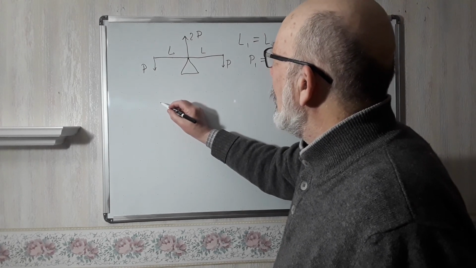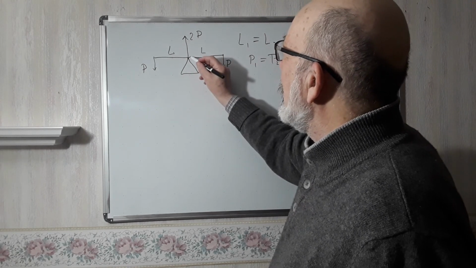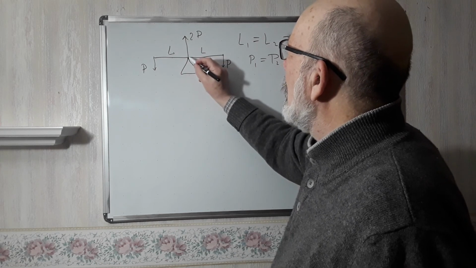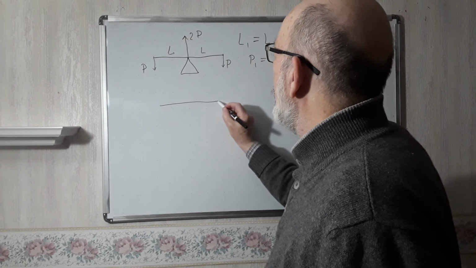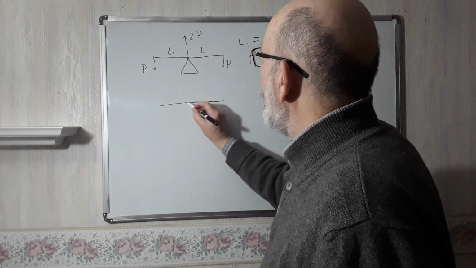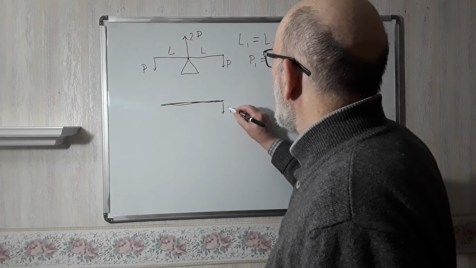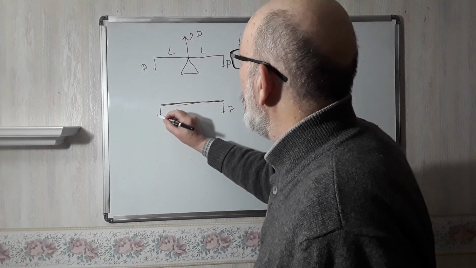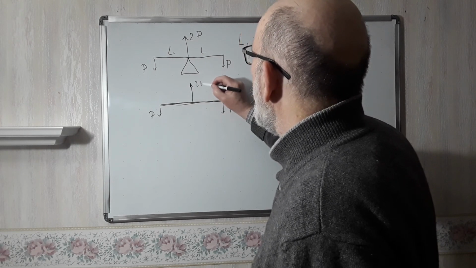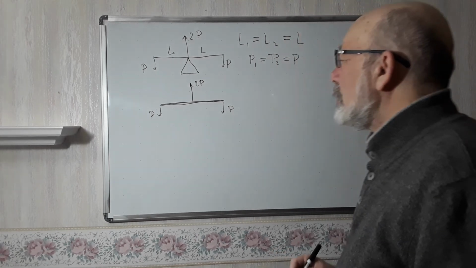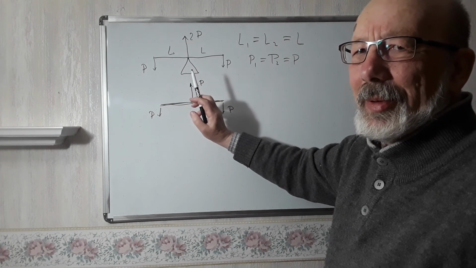Now we can get rid of this support, simply replace it by this force, double force 2P applied at the middle. So we have the following configuration. It is the lever, the solid rod. Here we have force P, here we have force P, and in the middle we have force 2P directed up. And if this is at equilibrium, then this is at equilibrium.